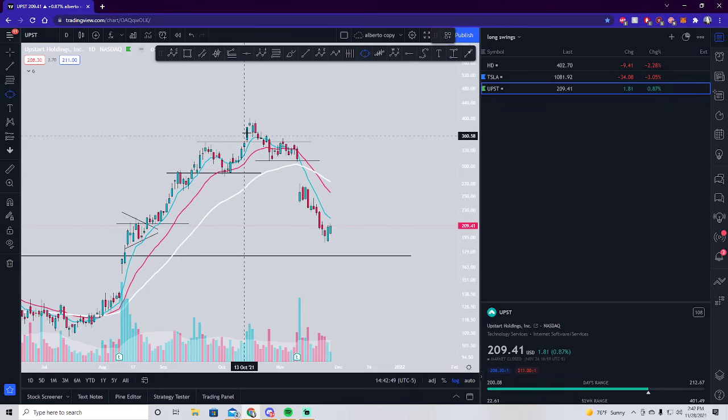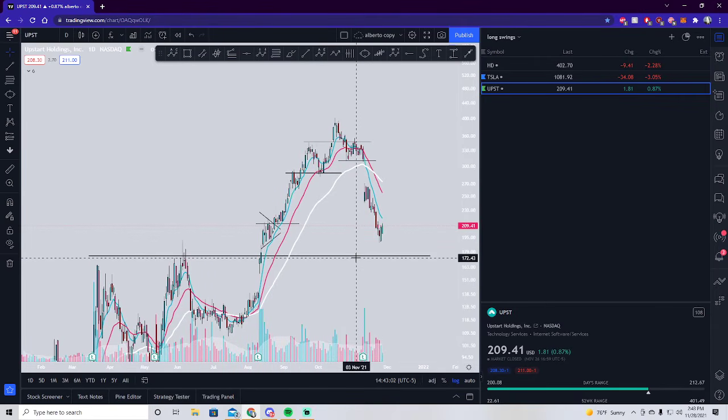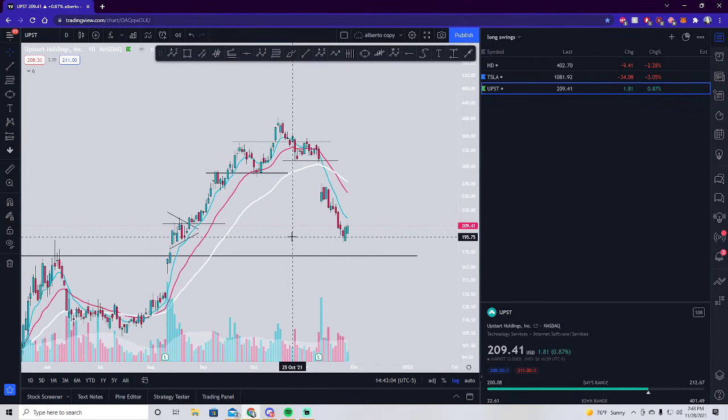But at this point, once we have this extension here, you should already be wary or taking some profits at this point. And once you start breaking below the 8 day, breaking below the 21, this is where most of your positions should be out. And you should be looking at the next area of importance to see if that holds to maybe add on to your position.